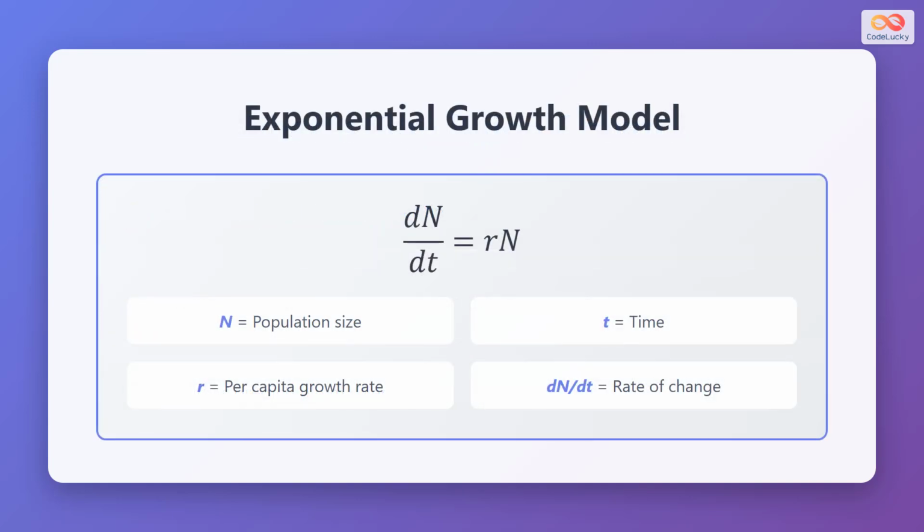The exponential growth model is described by the equation dN/dt = rN. Let's break this down. N represents the population size at any given time. The term dN/dt represents the rate of change of the population, essentially how fast the population is growing. The letter r stands for the per capita growth rate, which is the average contribution of each individual to population growth. This equation tells us that the rate of population growth is directly proportional to the current population size.